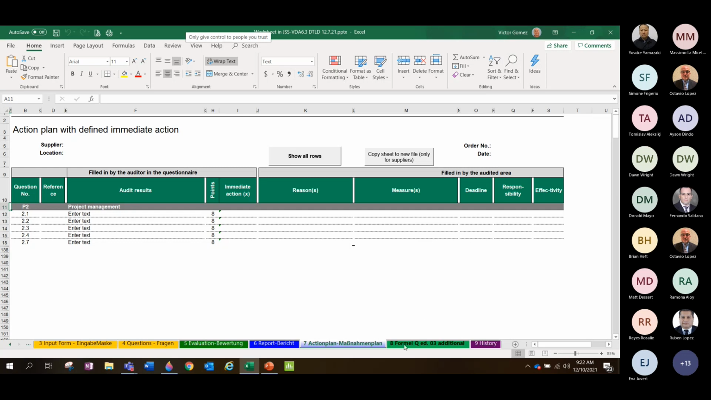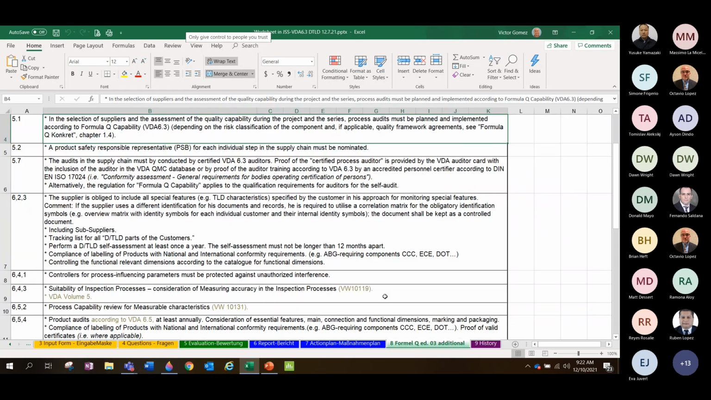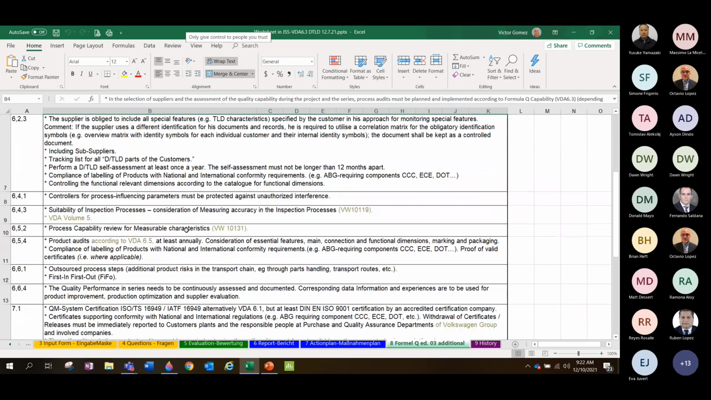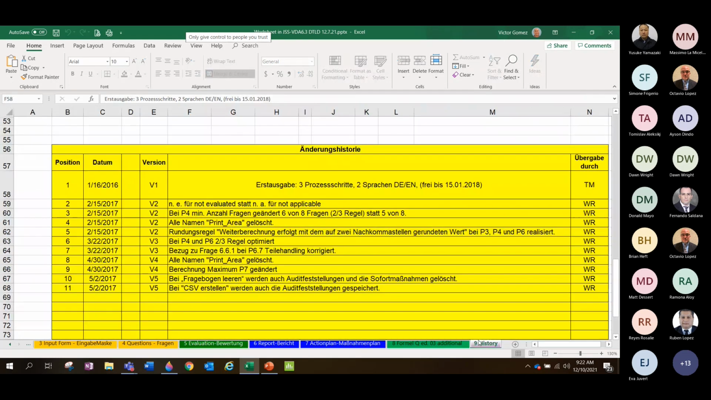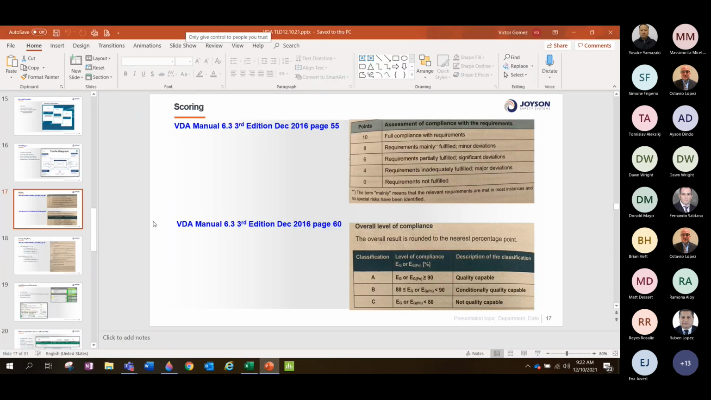That's the action plan. Formal Q, we already discussed. Just make sure that you check every single link based on the questionnaire, and then we have the history, and that does not belong to us. That belongs more to Encona, QMC, and Volkswagen Institute. Okay, so I just have 8 more minutes to go, guys.